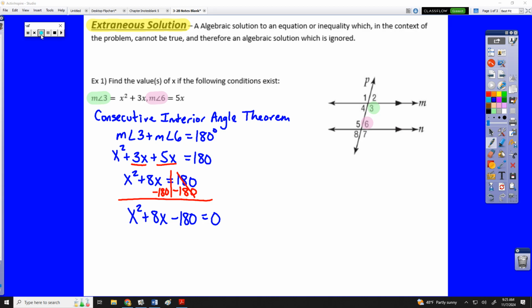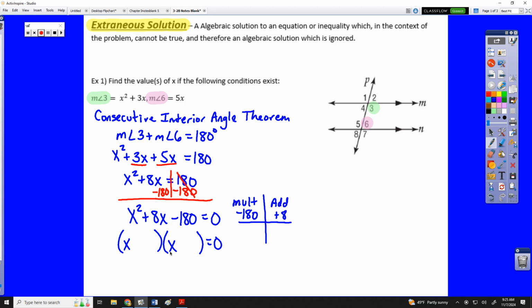Now quadratic formula would work, but 180 is a pretty big number. So honestly, we're less likely to make a mistake, assuming that we're comfortable with factoring, if we use the factoring method. Now the factoring method says that we need to find a pair of numbers that multiplies to negative 180 and adds to positive 8. Now these two numbers are going to be the numbers that go into our binomial factors, along with our x, to generate our factors.